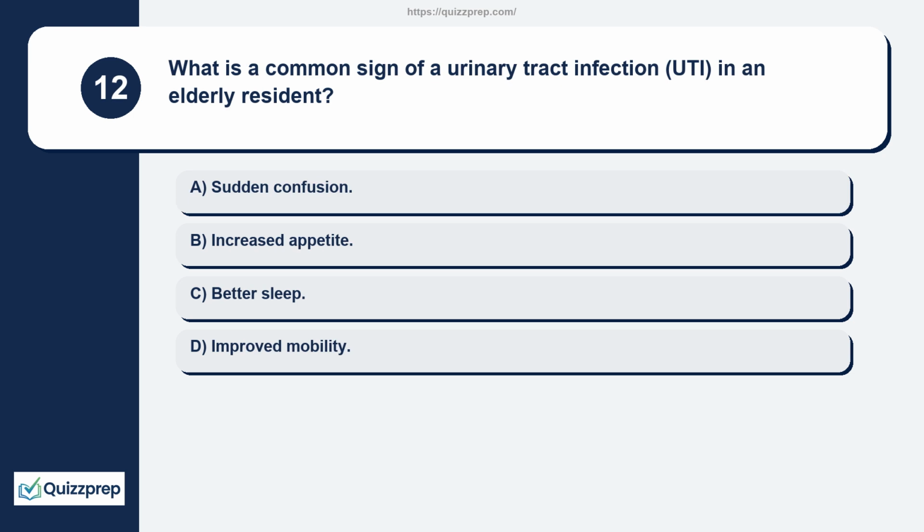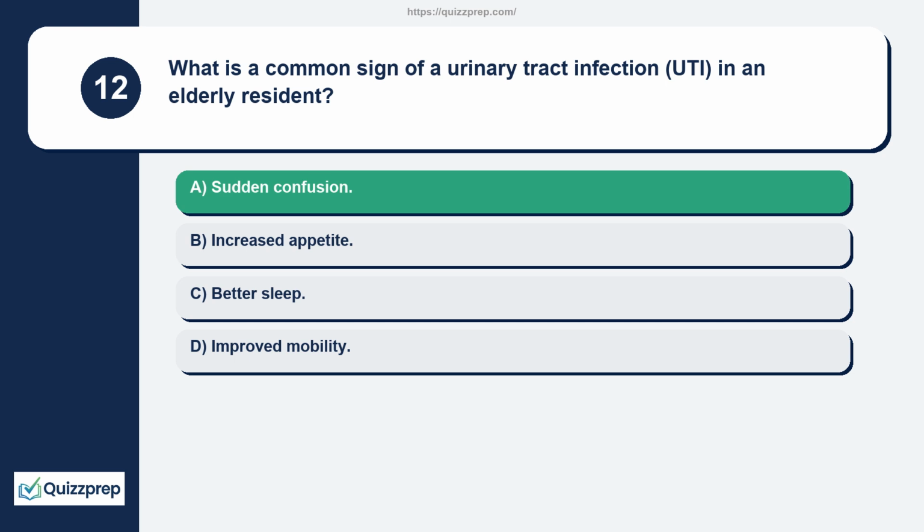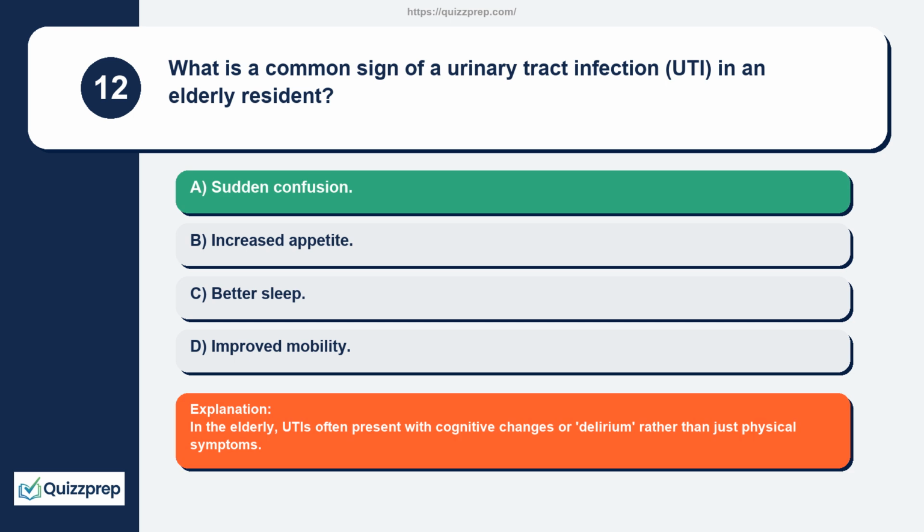Question 12. What is a common sign of a urinary tract infection, UTI, in an elderly resident? Sudden confusion. Increased appetite. Better sleep. Improved mobility. In the elderly, UTIs often present with cognitive changes or delirium rather than just physical symptoms.